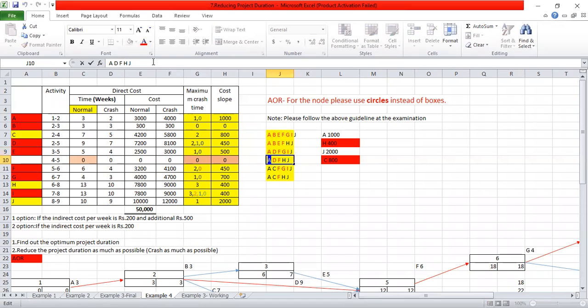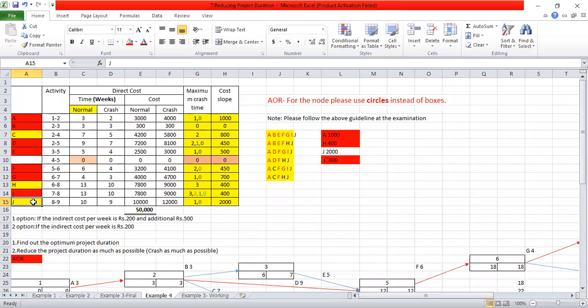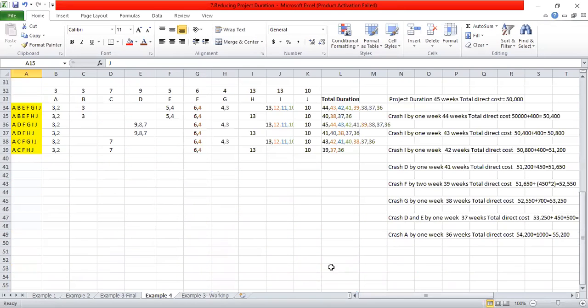In your paper, when you are doing these things, you can cut it down easily, right? So I have highlighted A. If A cannot be further crashed, that means we are remaining with what? J activity. J is having 2000, so J can be crashed by 1 week. That is the only thing that we can now do, right? After crashing J by 1 week, it also cannot be crashed further.